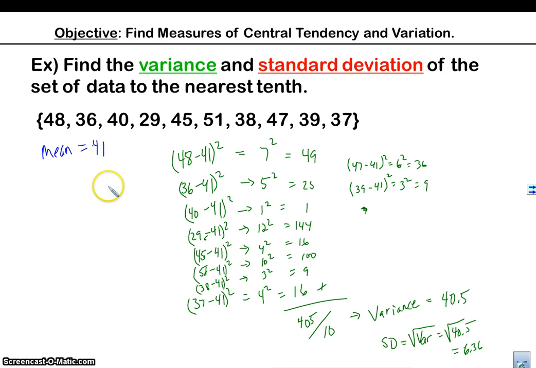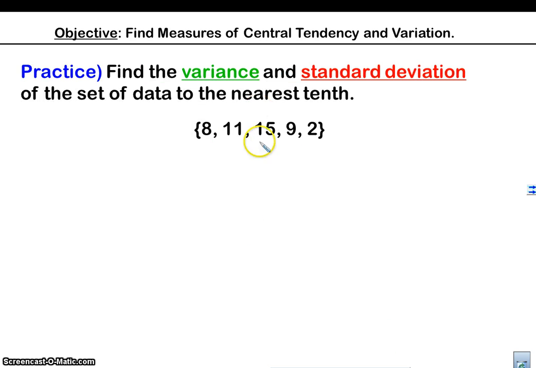So what this is telling me is that the average difference between these data points, these data values, the average distance between them is about 6.36. That's what standard deviation tells us. How far apart is each of these data values roughly from each other? It's about 6.36. So here's a practice problem for you to try.